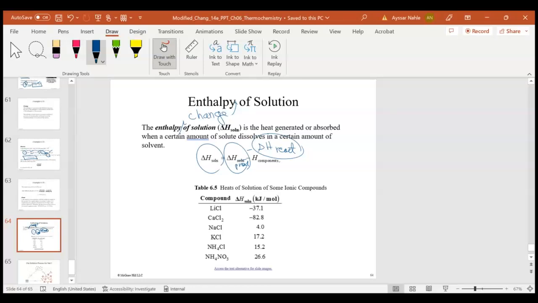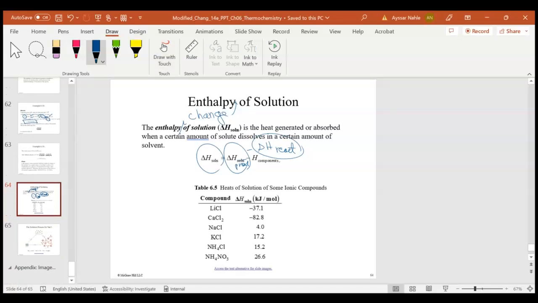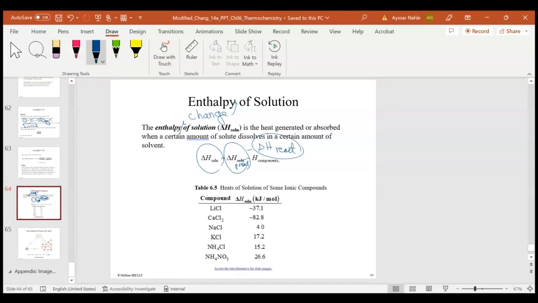Now, these are some examples, and you don't need to actually memorize anything from there. All right, so don't worry about this one. Even you don't have to worry about this slide as well. Okay, so don't worry about this slide at all.